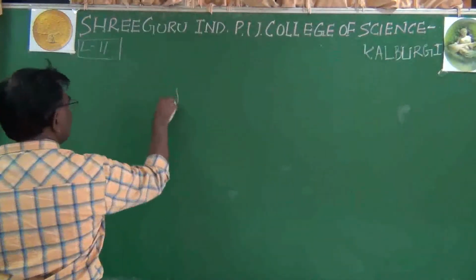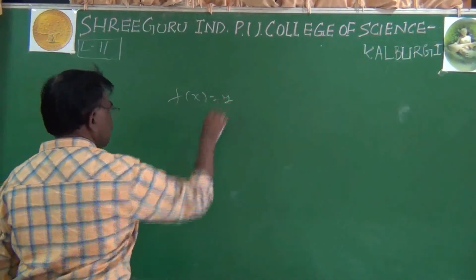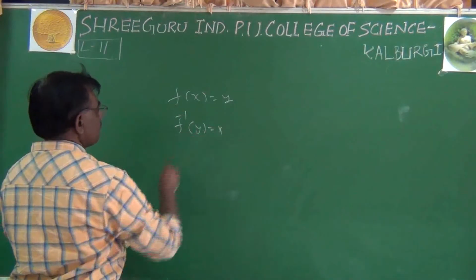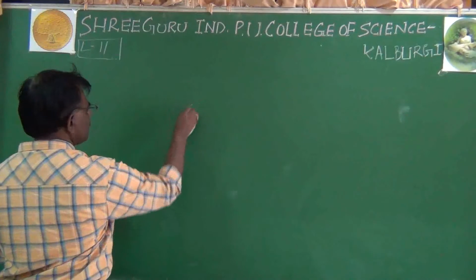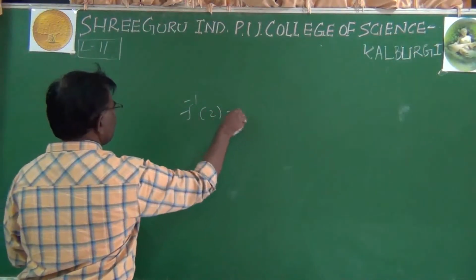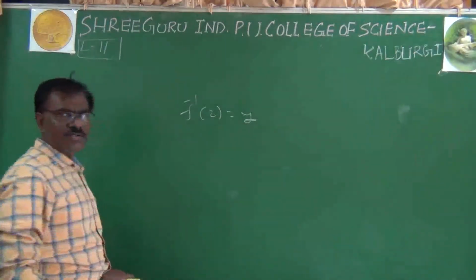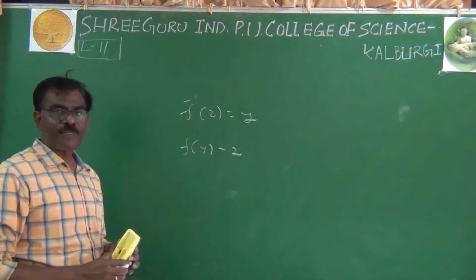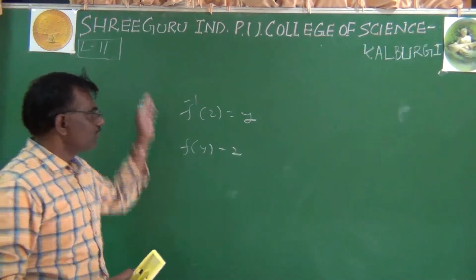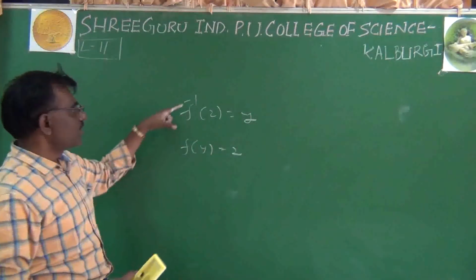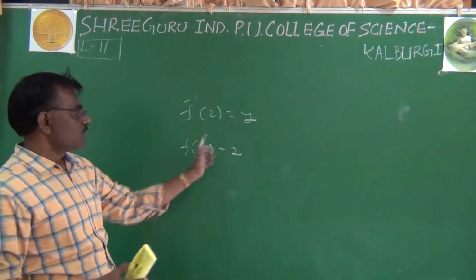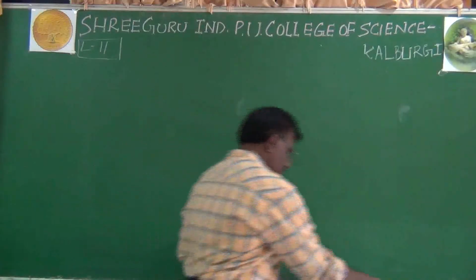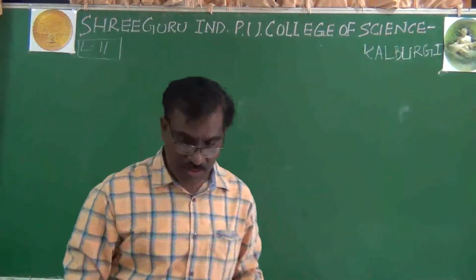Suppose f of x is y. To write the inverse means f inverse of y equals x. Suppose f inverse of 2 is y. Then write the function f of y equals 2. So f inverse is f, then y and 2, interchanging 2 and 1. So that is the problem I will start with.